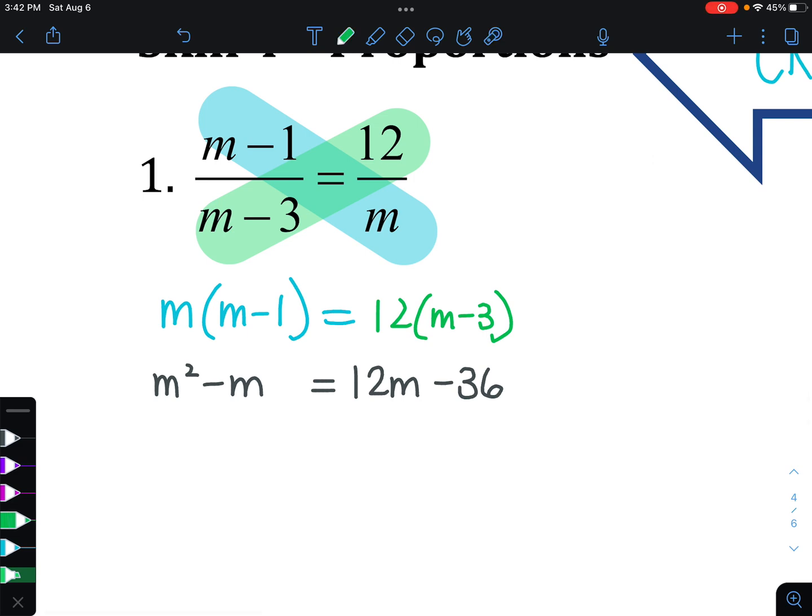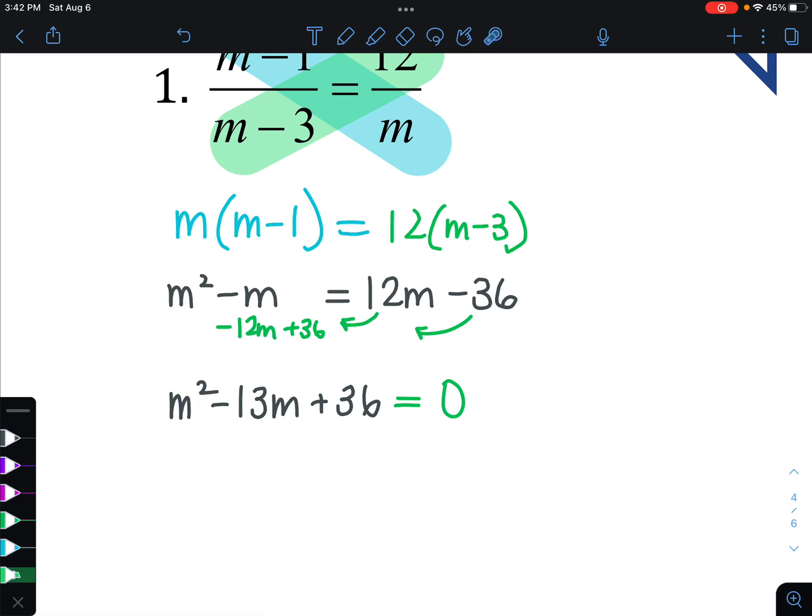So we can bring these guys over so that to keep the squared term positive, I'm going to keep m squared on this side because we want to keep them positive. So when we move, I'm going to subtract 12m and I'm going to add 36. So we'll end up with m squared minus 13m plus 36 equaling 0, always making sure our quadratic equals 0.